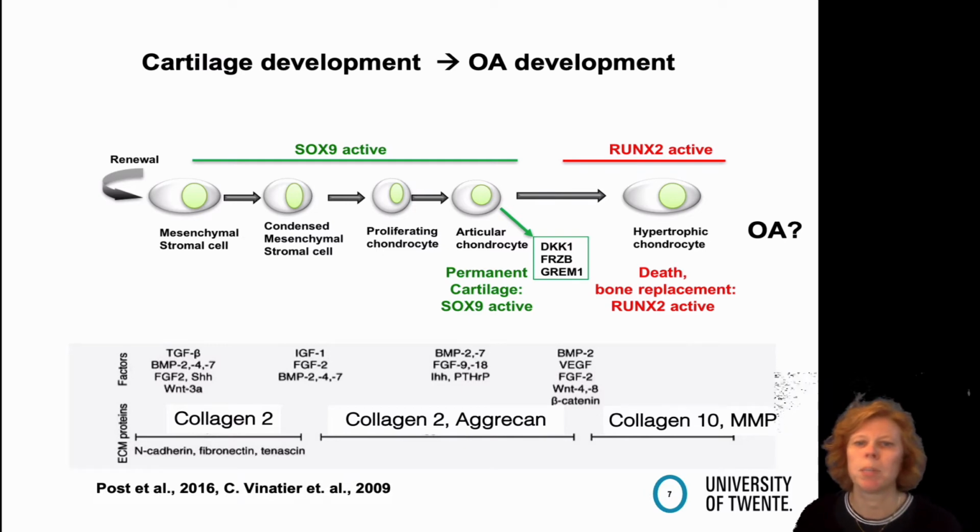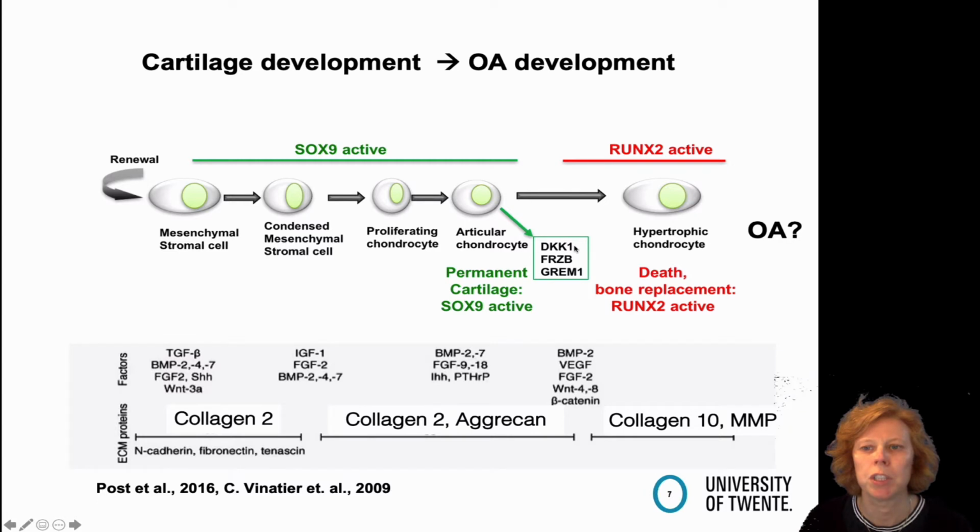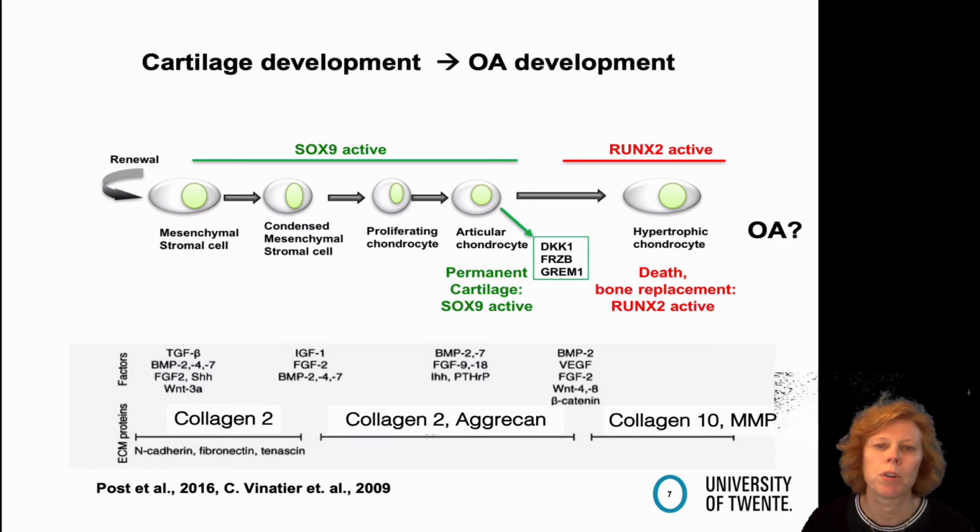There is some information about the signals during differentiation and hypertrophy, but nothing is known about the onset of OA. There are no human tissue samples available to study this, or indeed not enough. And we have previously found that the Wnt and BMP antagonists, FRZB and GREM1, are highly expressed in articular cartilage, but not in growth plate cartilage, and that they do play a role in preventing chondrocyte hypertrophy. And in this work we want to investigate whether these factors play a role in preventing OA.